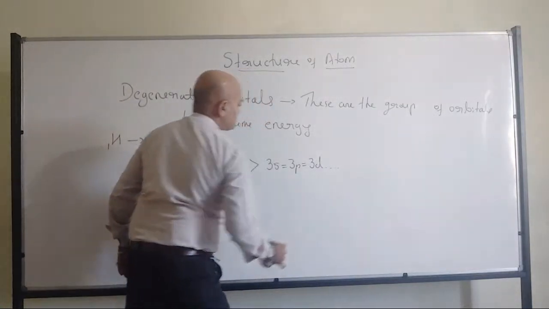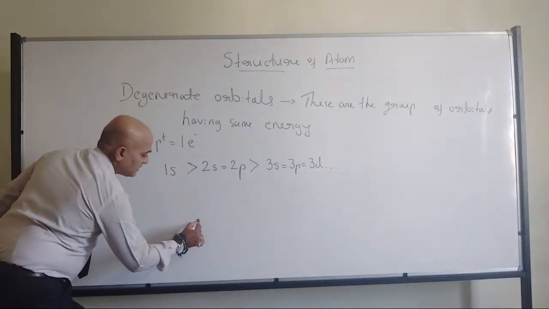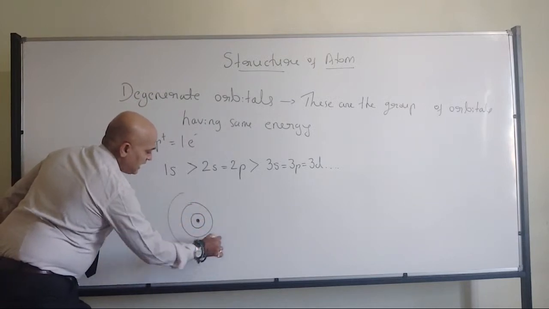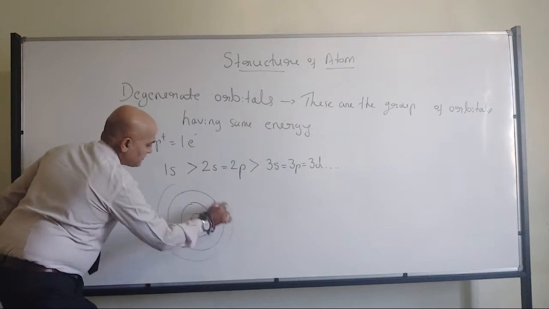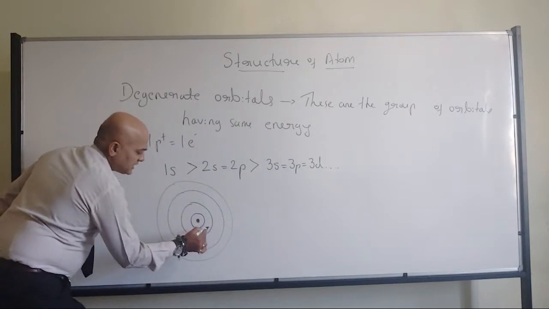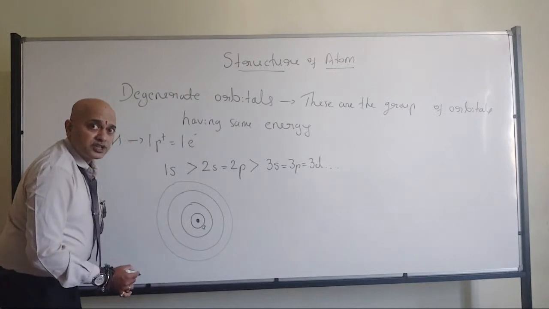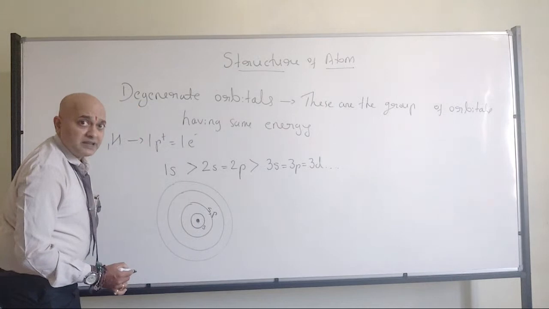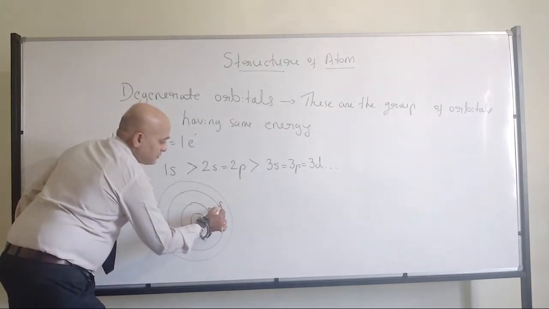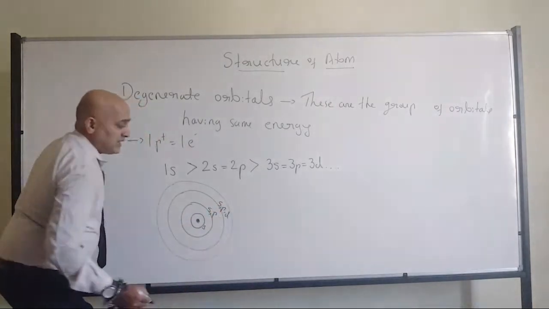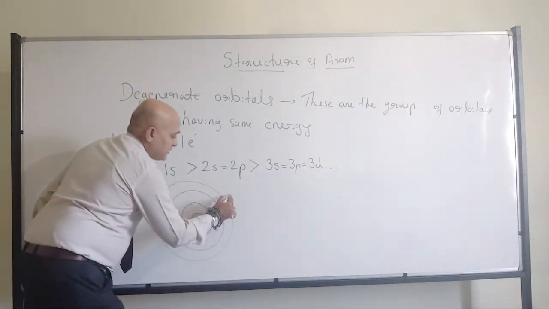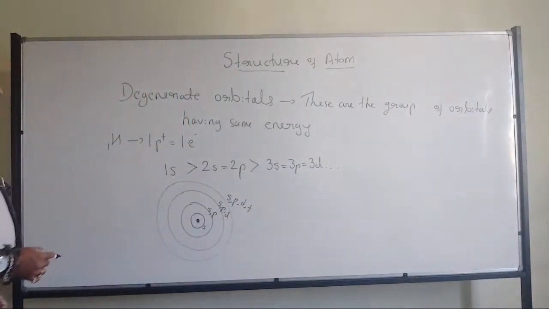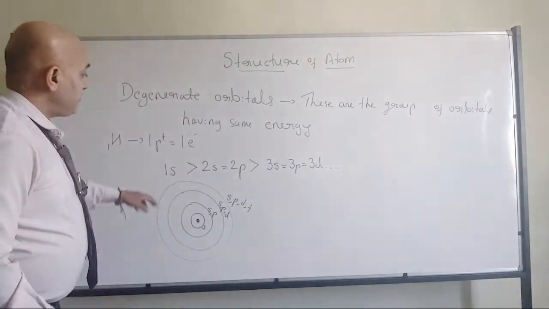We know that in an atom we have different energy levels. When I am talking about the first energy level, only the s subshell is available. In the second energy level, s and p are available. In the third energy level, s, p and d are available. In the fourth energy level, s, p, d and f. Like that it goes on. That's what I have written.